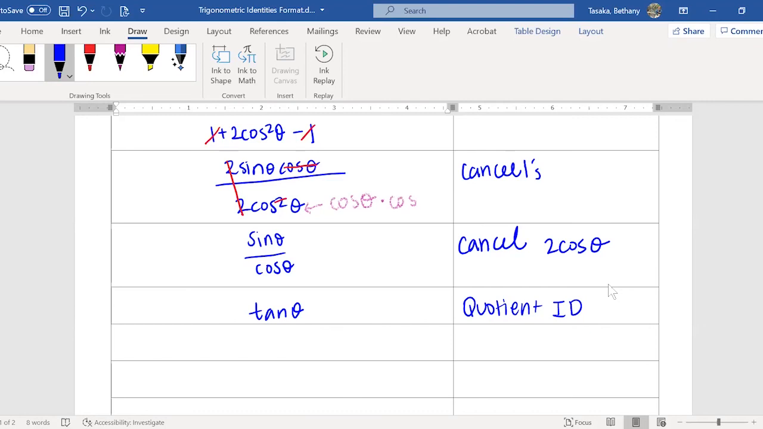Let me write this in a marker that's easier to read. We'll say 2 cosine theta, cosine theta. Okay?